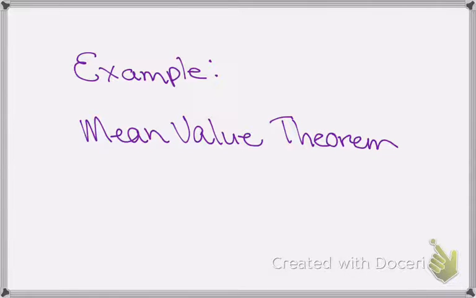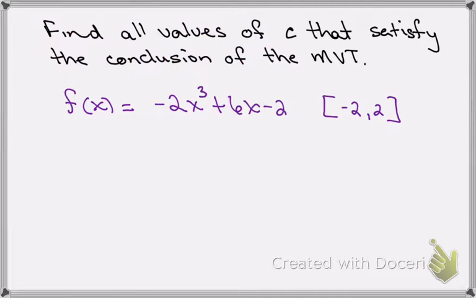In this example, I want to show you how you can use the mean value theorem to find the c that's mentioned in the conclusion of the theorem. So first we have a question that says: find all values of c that satisfy the conclusion of the mean value theorem, for the function f of x equals minus 2x cubed plus 6x minus 2 on the closed interval minus 2 to 2.